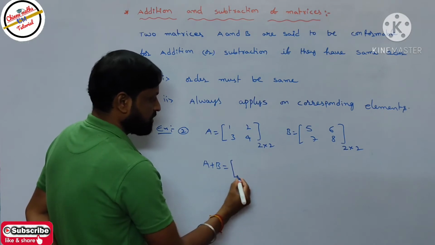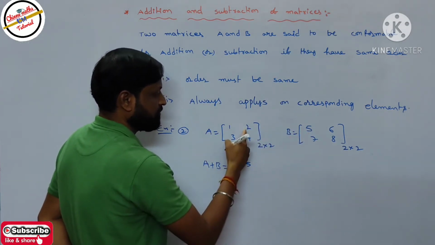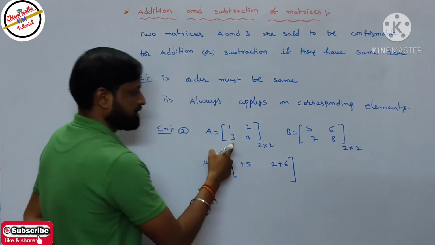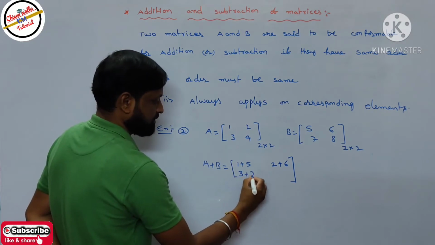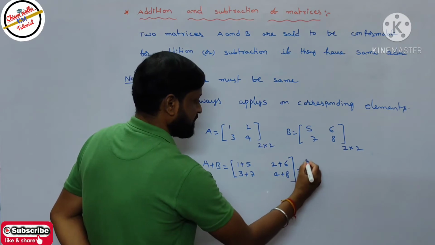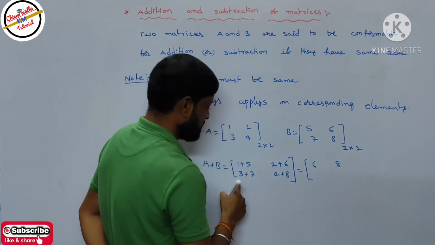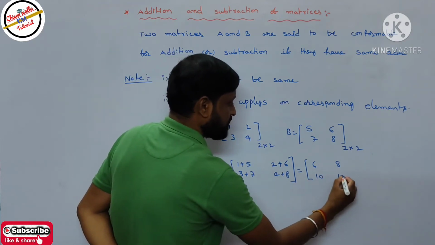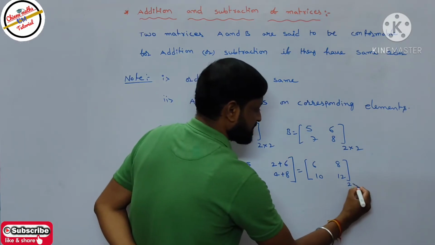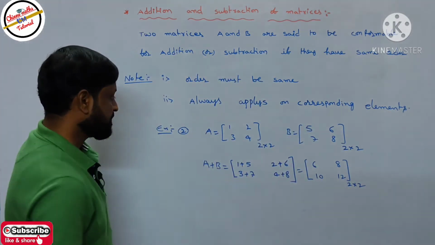So A plus B equals: for 1, the corresponding element is 5, so 1 plus 5. Then 2, the corresponding element is 6, so 2 plus 6. Then 3 plus 7, and taking the corresponding elements, 4 plus 8. It equals 1 plus 5 is 6, 2 plus 6 is 8, 3 plus 7 is 10, 4 plus 8 is 12. It is the addition of the two matrices, and it also has the same order, 2 by 2, 2 rows and 2 columns.